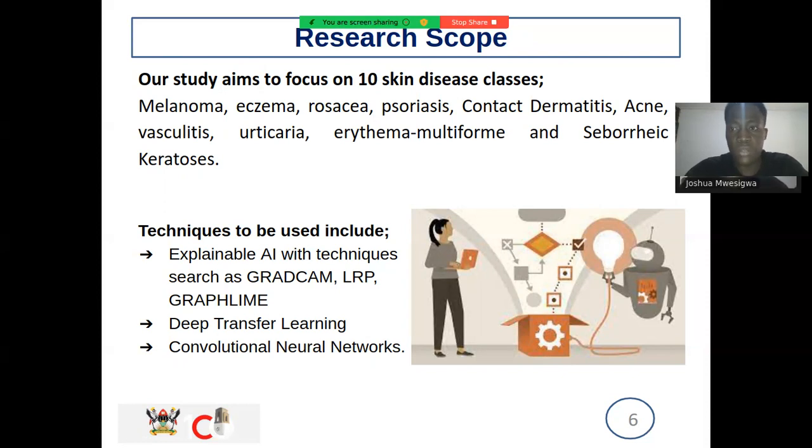We shall be using deep transfer learning, the concept where we get knowledge learned by a model from a given field and then apply that knowledge to solve problems in a related field. We shall be using convolutional neural networks because they have proved to be very vital and very efficient in solving problems related to image classification and identifying features in images.